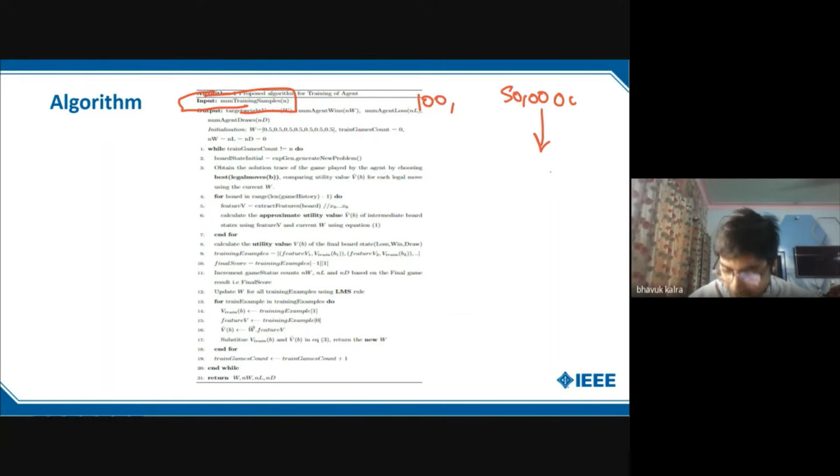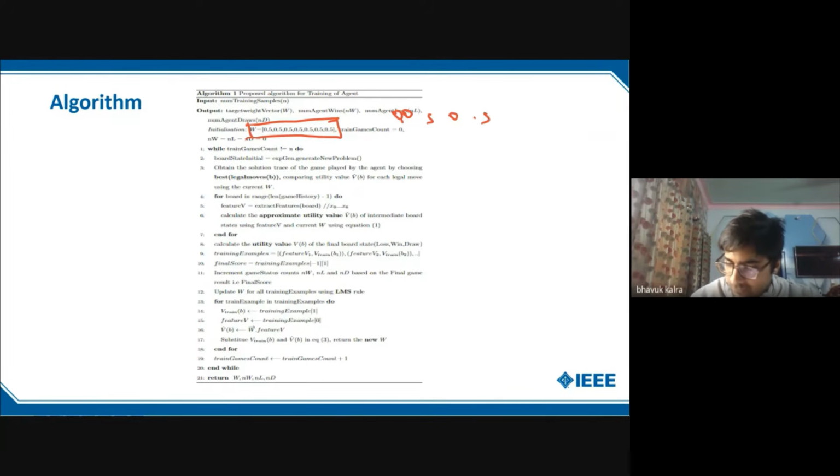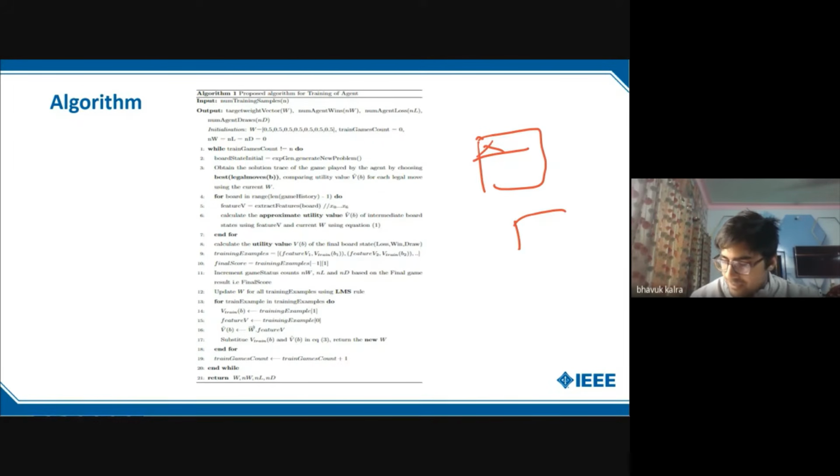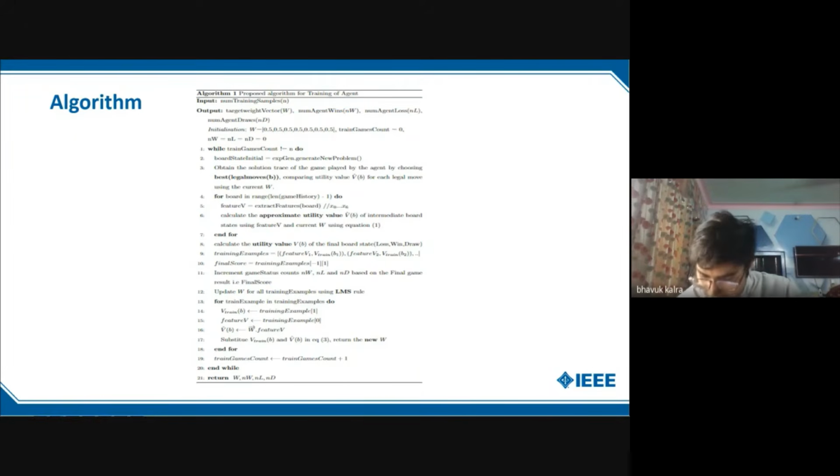For this algorithm, we are initializing the weight vector as 0.5 for all the features defined. With the number of features that we defined earlier, the number of x's in one line and the number of x's in zero line. So those are all defined to be 0.5 in the initial case.